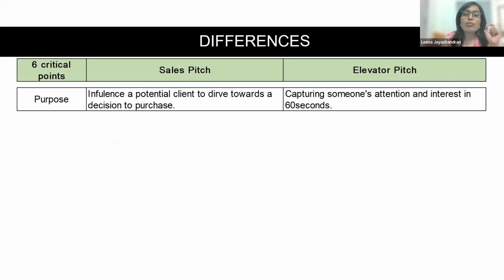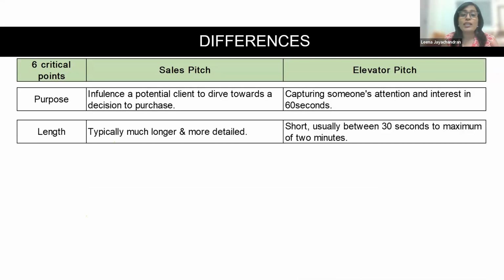A sales pitch is about influence. It is influencing your potential client to take a decision to go forward, whether it's a purchase or wanting to engage with you, being a partner, whatever it means in your sales world. The purpose of an elevator pitch is to capture attention and interest in 60 seconds. So while you're giving an elevator pitch, do not plan to sell your product. It is about positioning yourself, right?